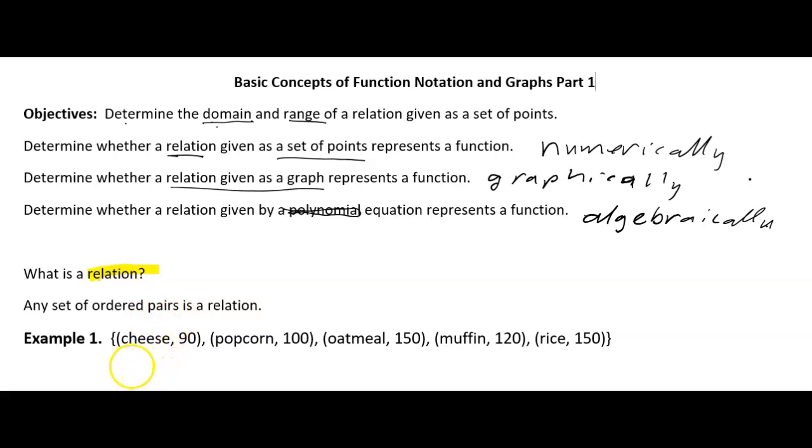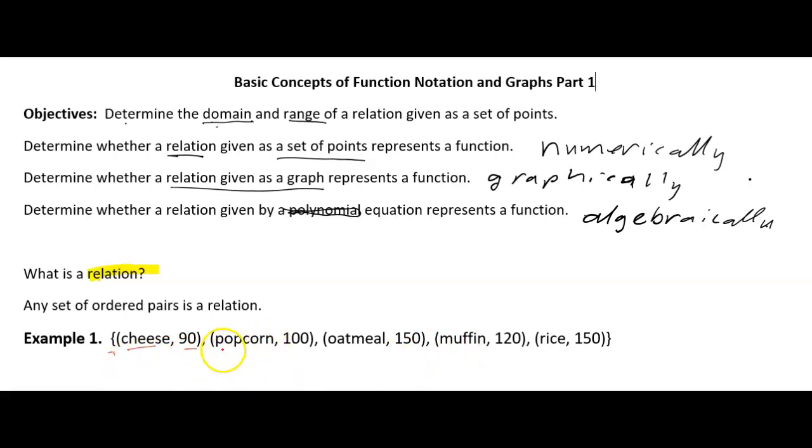So I was going through my cabinets in my kitchen one day when I was thinking about writing these, and I looked at some packages. I looked at a cheese stick, and I saw it had 90 calories. So that made an ordered pair, the cheese, 90. And this little squiggly bracket here just means these things make a set. This set is my relation. You don't have to worry too much about that.